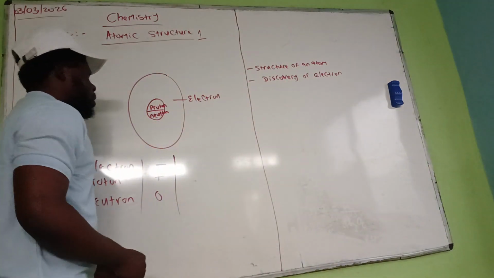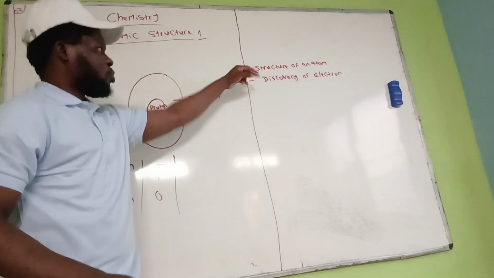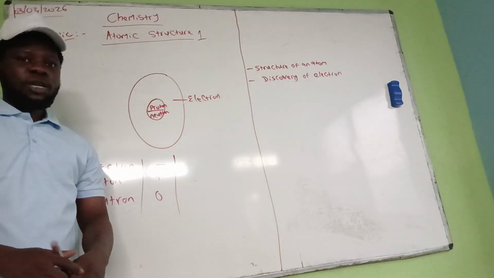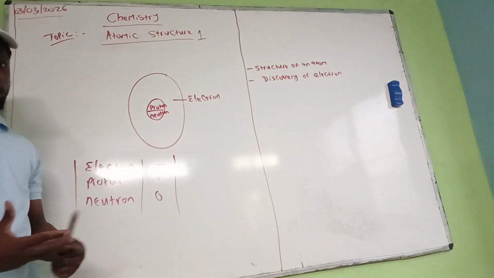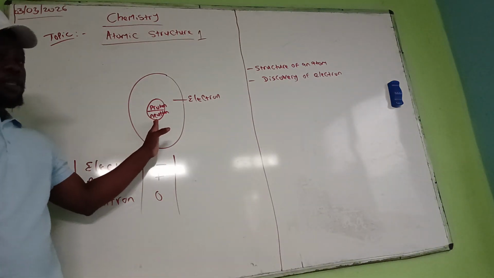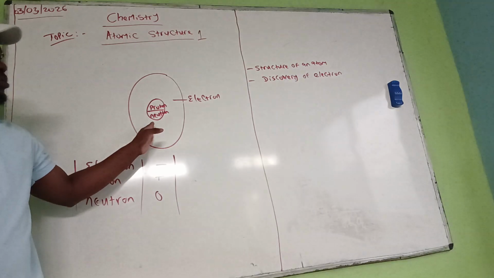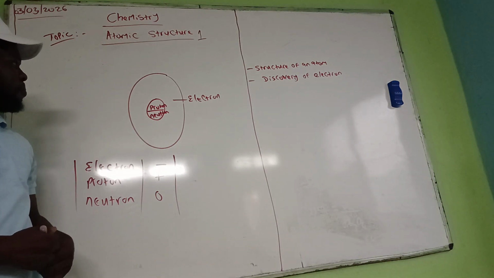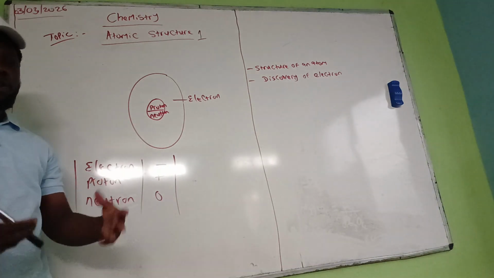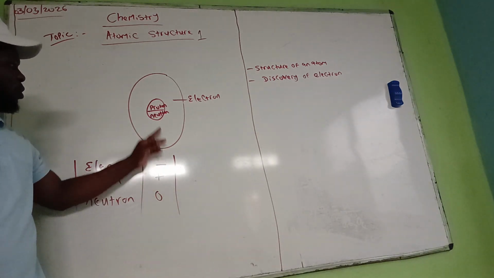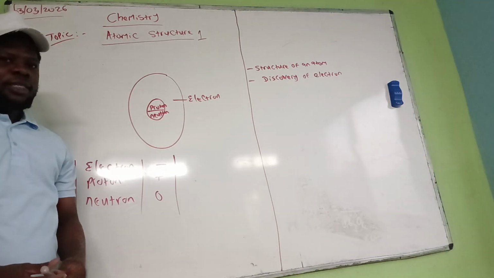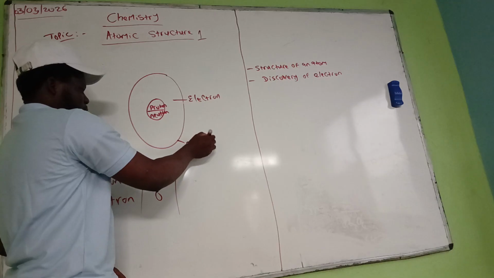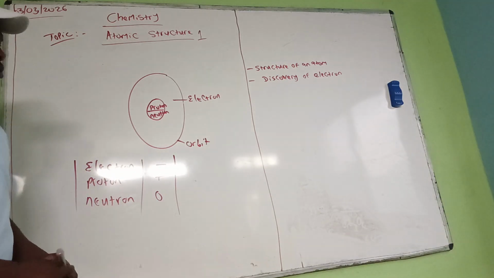So next up, we've talked about the structure of an atom. Don't forget, we said an atom is what? It is the smallest particle which can take part in a chemical reaction. And we said this is the structure of an atom, right? The atom itself is made up of three subparticles, which are proton, neutron, and electron. So this is the orbit of the atom.